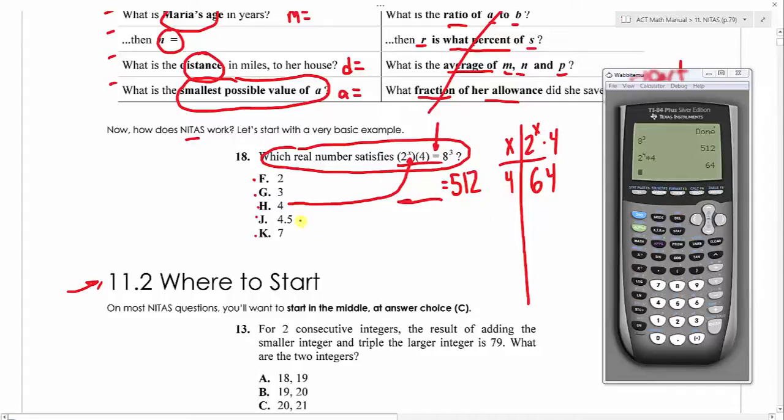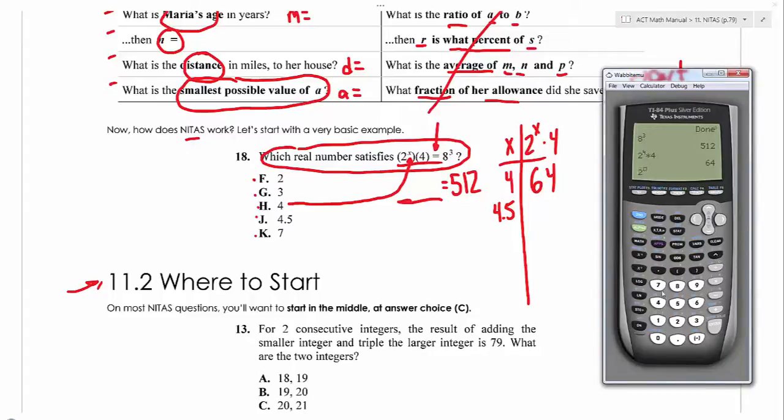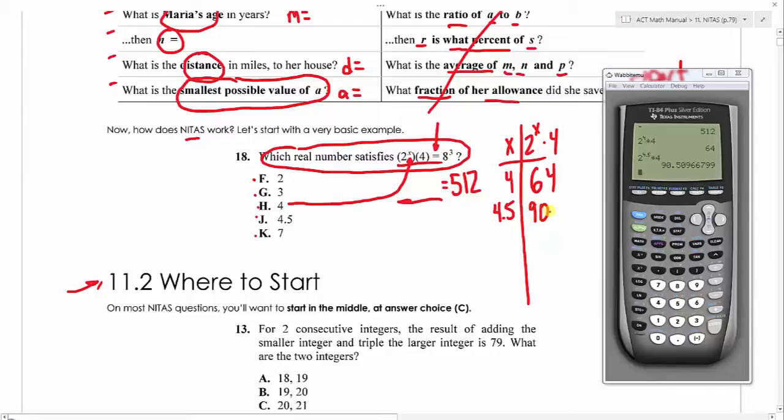So I'm going to go up to answer choice J. I'm going to try 4.5. I'm going to do the same thing, letting my calculator do the work. I'm going to do 2 to the 4.5 times 4, and I am going to get something only slightly bigger, obviously still not big enough, so 90.5.